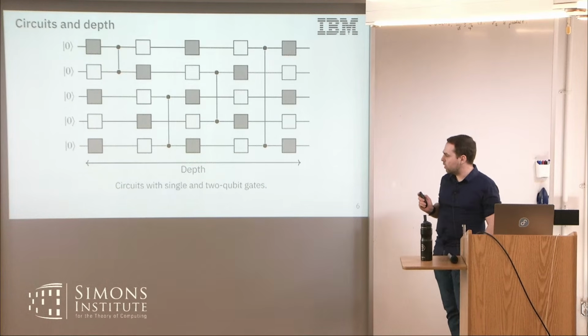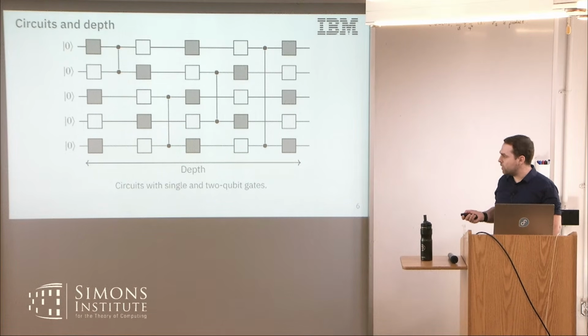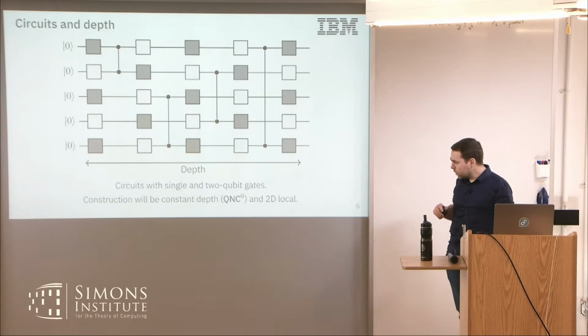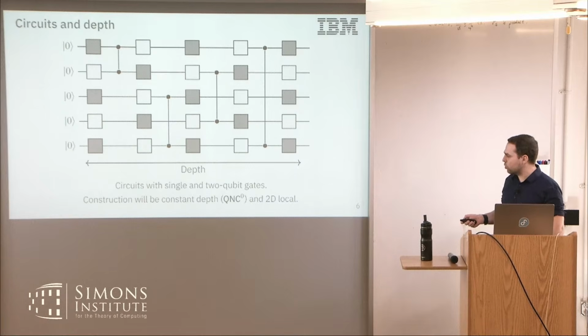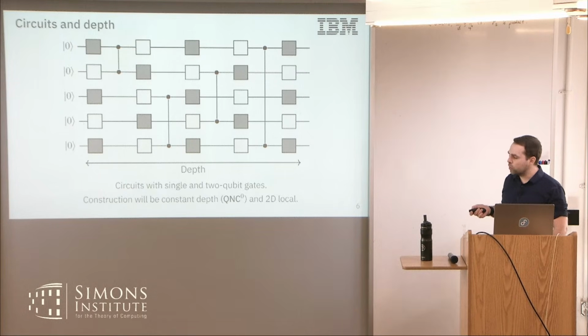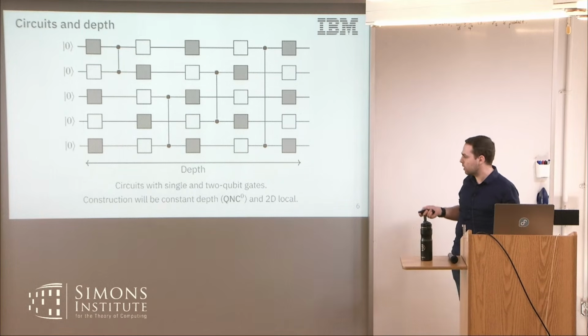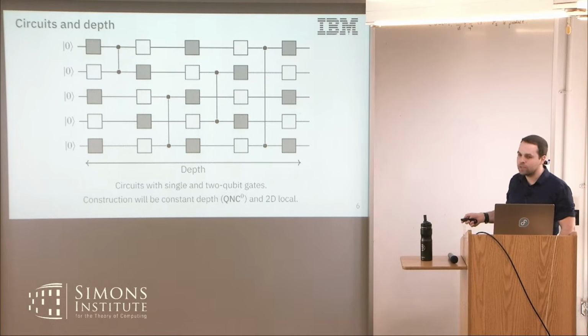Okay, if not, let me just say one quick word about the model. So as I said, the circuits that we will use will be just standard quantum circuits with single and 2 qubit gates. The depth will just be the number of layers of gates that can be performed in parallel. And the construction will be constant depth, so strictly speaking QNC0, and will be 2D local. So I just want to clarify this just to say that we won't be using unbounded fan out or unbounded fan in. It's not going to be QAC0 or something like this. It's really going to be QNC0.